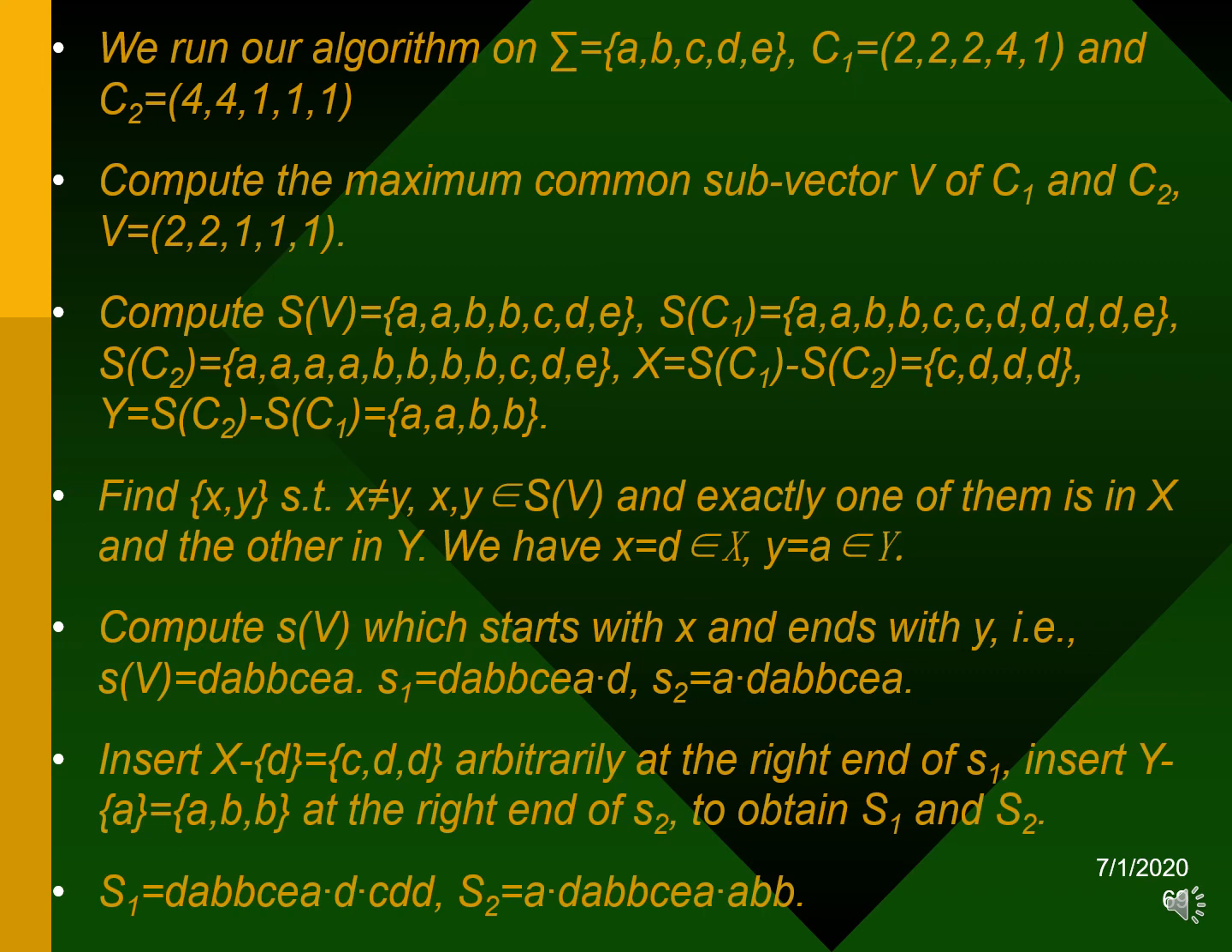The most important thing about this algorithm is that first I compute the difference of these two sets, SC1 and SC2. So X is SC1 minus SC2, so we have C, D, D, D. And Y is SC2 minus SC1, which is A, B, B.